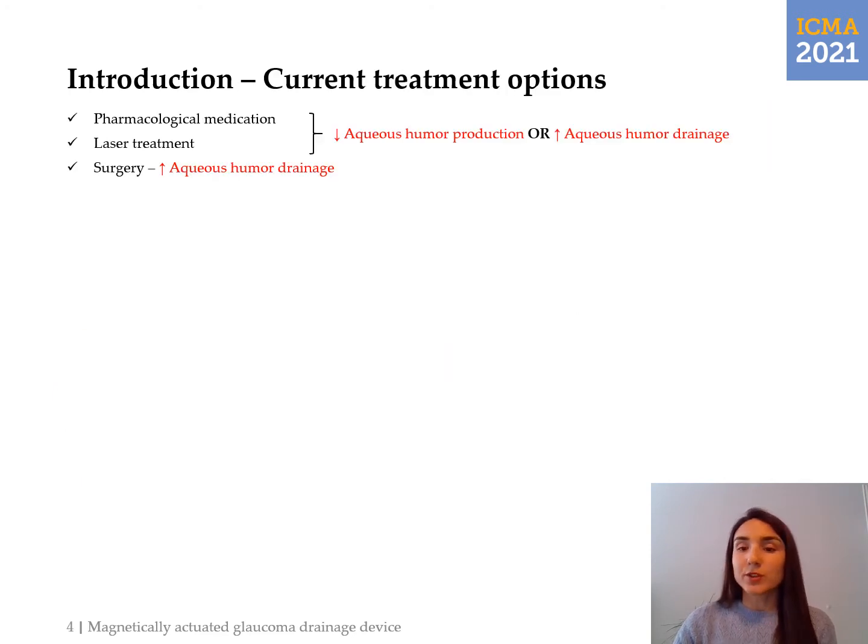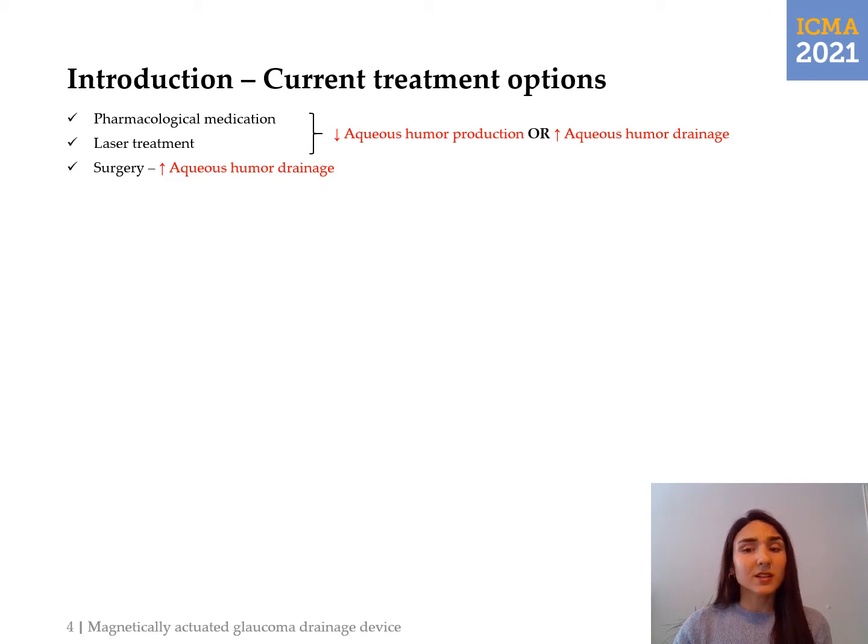And what are the current treatment options for glaucoma? Usually ophthalmologists start with pharmacological medication or eye drops, and these aim at decreasing the aqueous humor production or increasing the aqueous humor drainage, depending on the type of medication used. If this is unsuccessful, laser treatment is a second option, and this aims to target specific structures of the eye that are involved in the production and drainage of aqueous humor with the use of a laser to then decrease the aqueous humor production or increase its drainage.